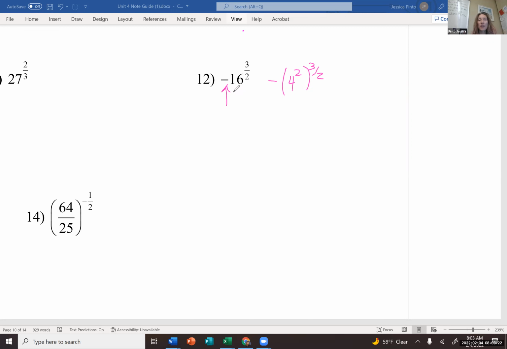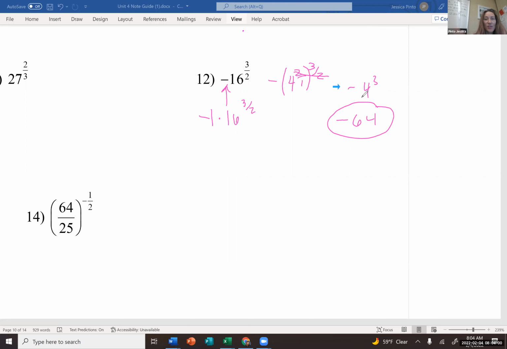Because according to the order of operations, we evaluate exponents first. So see how I've written this? This is really -1 times 16 to the 3/2, even though it doesn't look that way. So very cool. I'm going to be able to evaluate this. The 2's cancel, and I have 4 to the 3rd. And so I've got negative, whoops, I meant to write my negative, and then it's 4 to the 3rd, which is negative 64.